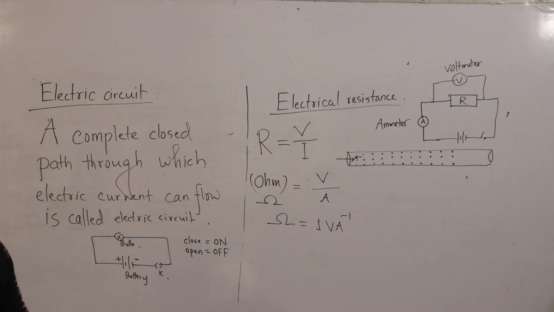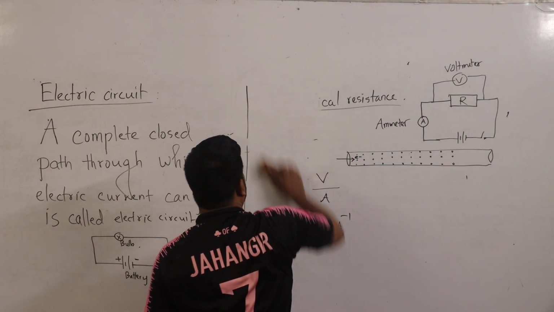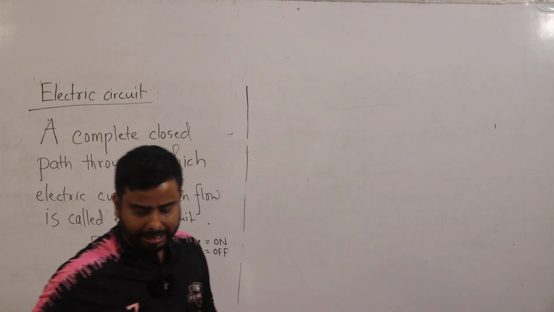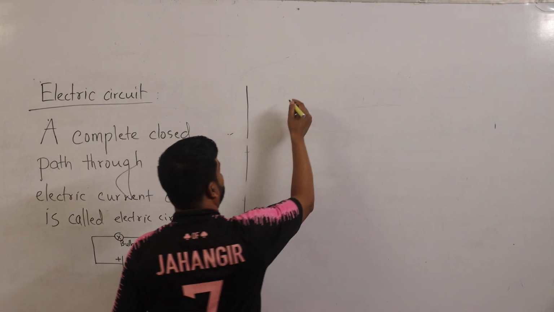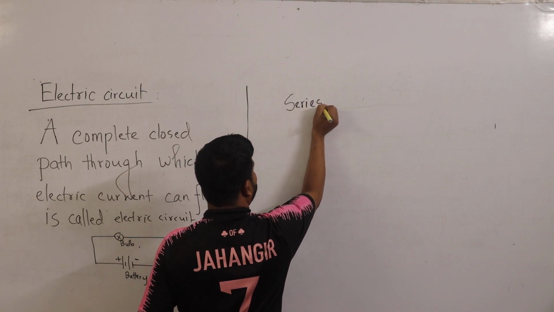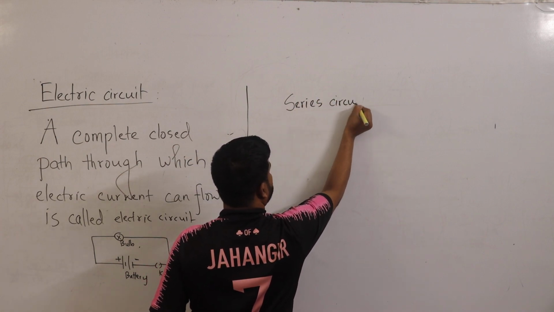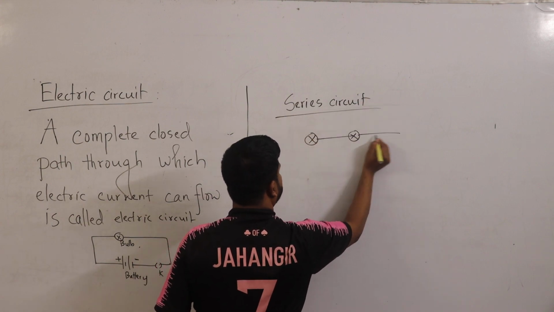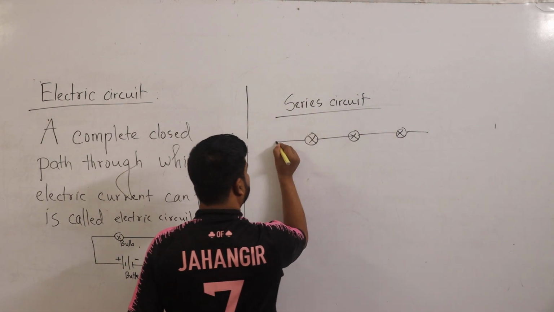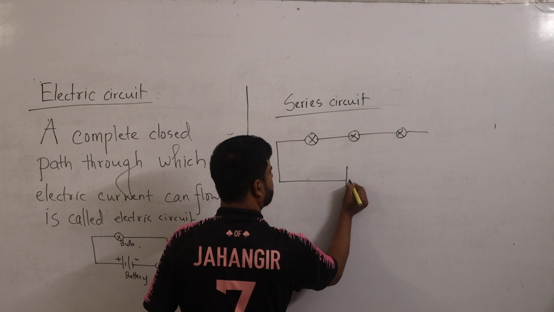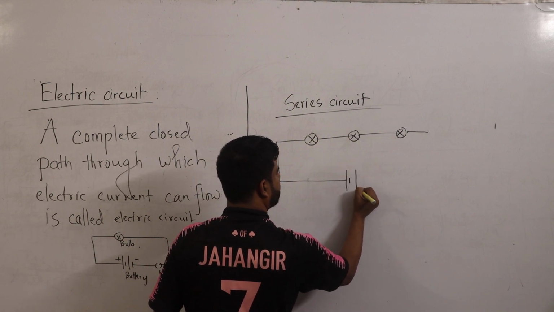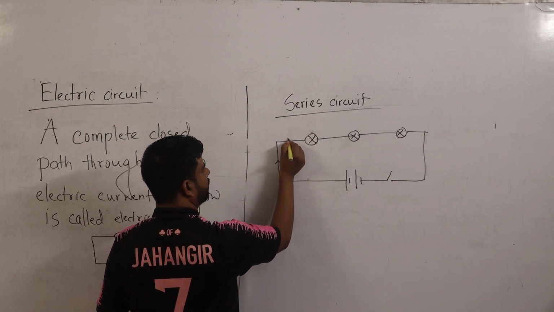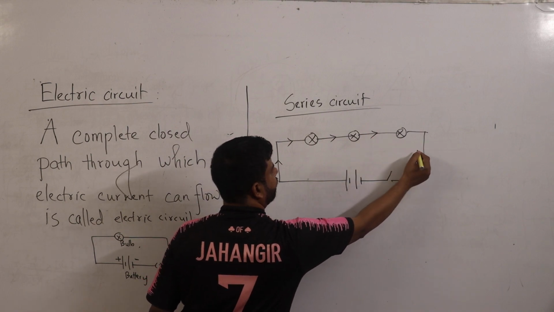There are two types of electrical circuit: one is series circuit, another is parallel circuit. What is a series circuit? If the circuit's components are connected in such a way that the same current flows through all the components, then it is called a series circuit. There is no alternating path.